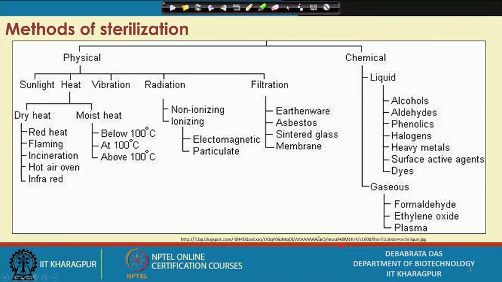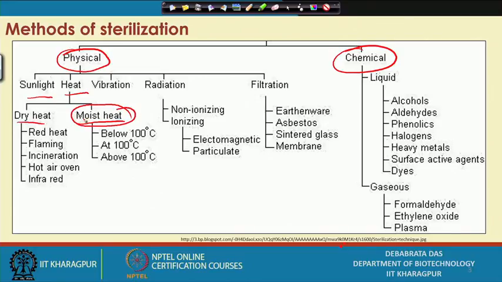Now there are different methods of sterilization. They can be divided into two types: physical and chemical. Physical methods include sunlight and heat. Heat can be dry heat or moist heat, and we know moist heat is more effective for sterilization. Then we have vibration, and radiation, of which there are two types: non-ionizing and ionizing radiation. Then we have filtration, where different types of filters can be used.